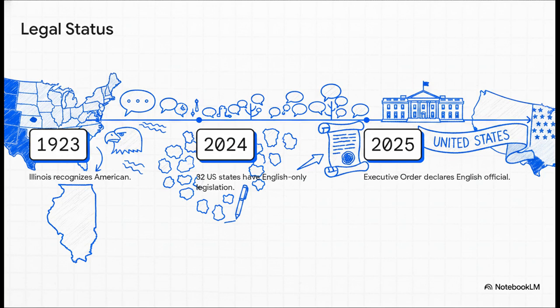Get this, in 1923, Illinois actually briefly made American its official language. Over the decades, we saw a patchwork of state laws evolve, with 32 states adopting English-only legislation by 2024. Then, tracking the timeline to 2025, Executive Order 14224, issued under Donald Trump, officially designated English as the official language of the United States at the federal level.